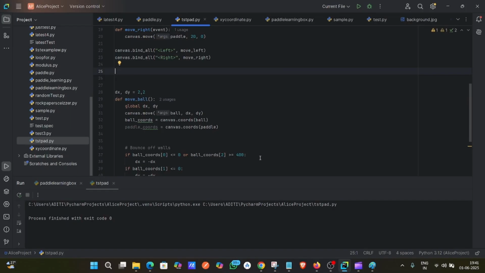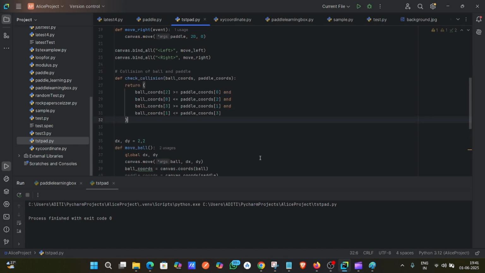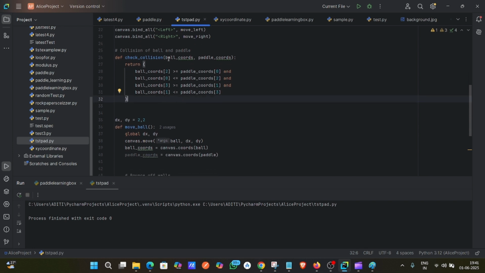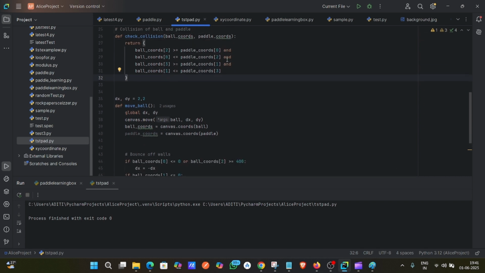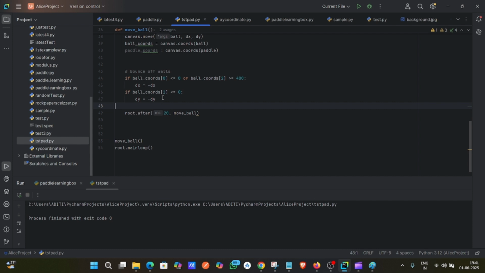Okay, so let's start implementing the code for detecting collision between the paddle and the ball. So I'm writing a function here, check collision. I'm checking all the conditions which we discussed in the earlier discussion. To this function, I'm passing the coordinates of the ball and the coordinates of the paddle. So if this function is defined here, it has to be called, right? So let's call this function from here.